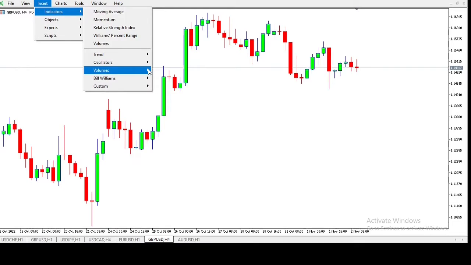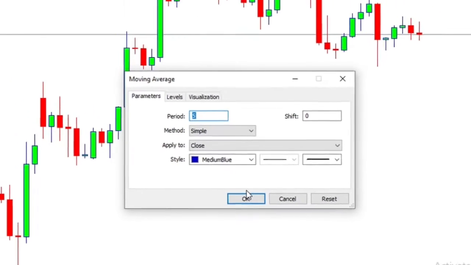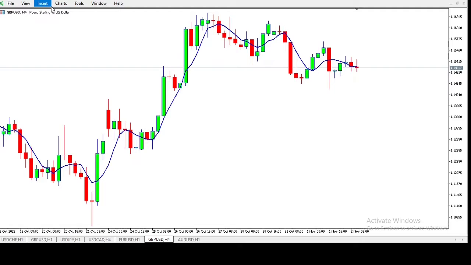Then you go to your trend indicator. Here we have your moving average. Upload your moving average. Change the method to simple and the period to 5. Now you have your 5 SMA.